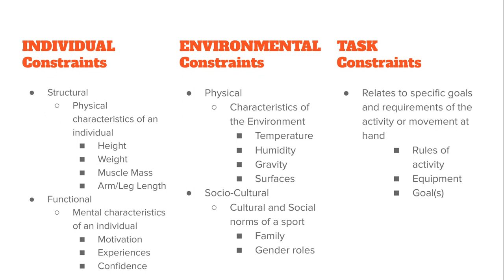Environmental sociocultural is the cultural and social norms of a sport. It can involve your family, what they say or think towards you, and the way it affects you and how you carry out your task, or gender roles, and there's many more. Task constraints relate to specific goals and requirements of the activity or movement at hand. So it's like the rules of the activity, the equipment that's used in specific sports, and the goal of what you're trying to accomplish.